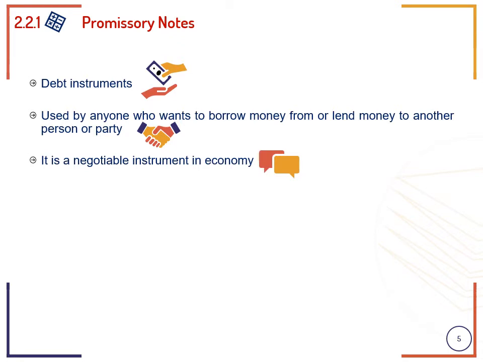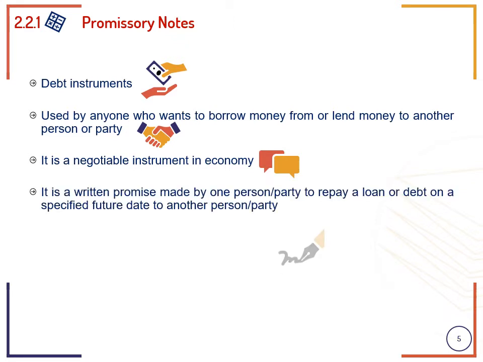A negotiable instrument is a signed document that promises the bearer a stated sum of money at a future date or on demand. Many companies issue notes to raise money. Familiarity with the mechanics of a promissory note will certainly enhance the understanding of its role in the economy. A promissory note is a written promise made by one person or party to repay a loan or debt on a specified future date to another person or party.